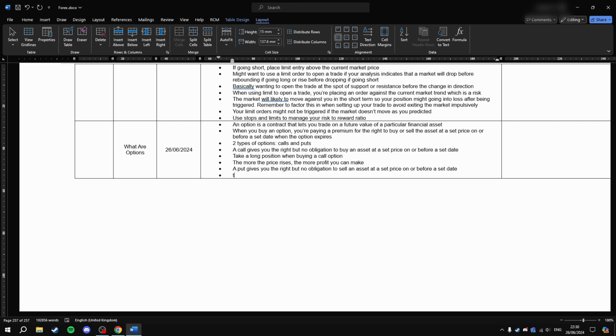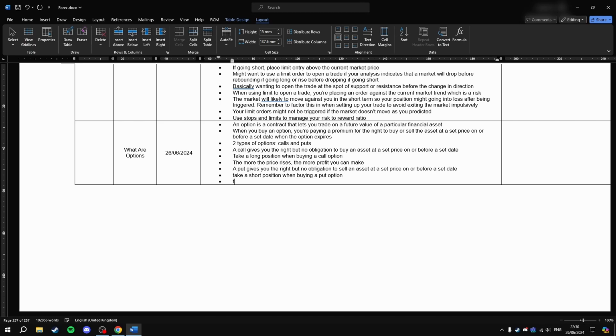The other one is, you take a short position when buying a put option.